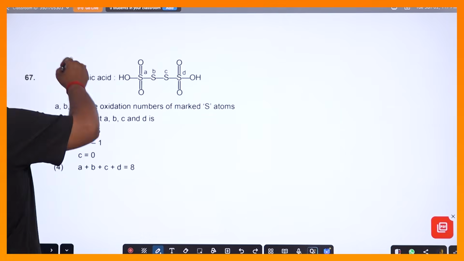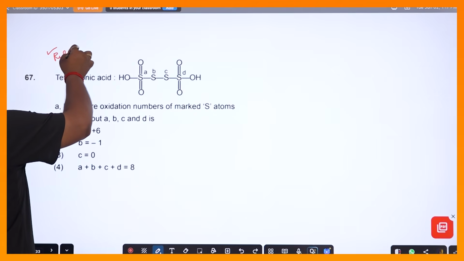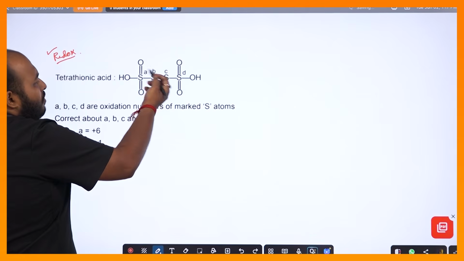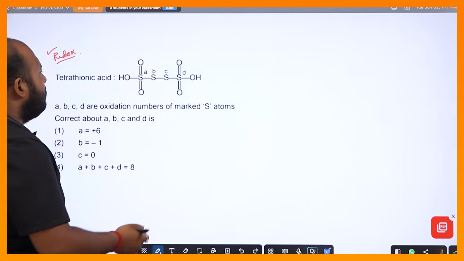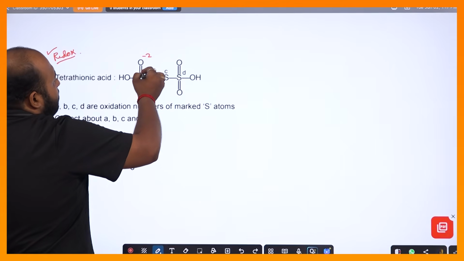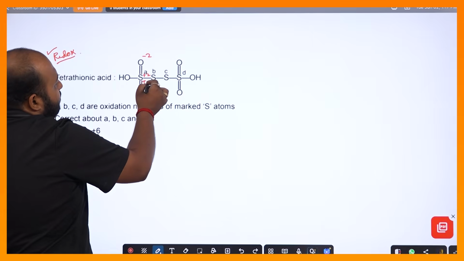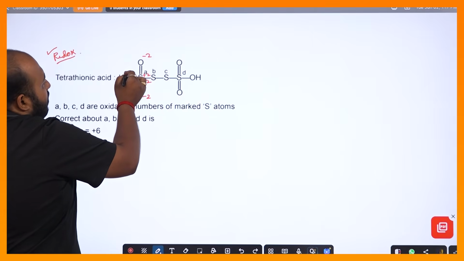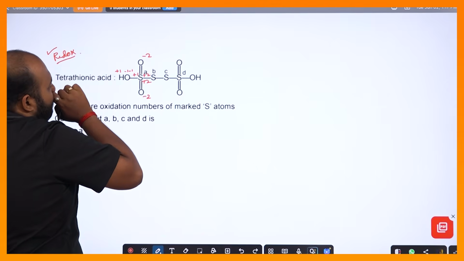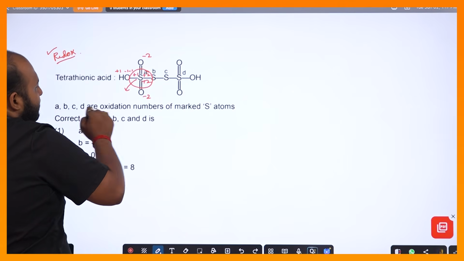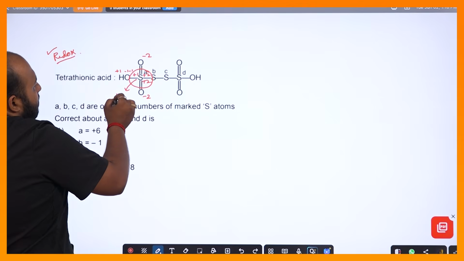Okay. So this is a question from redox chemistry. This is tetrathionic acid. We have to find out the oxidation states in each of the cases. So for sulfur, the contribution of the oxygen will be -2, +2, and for this oxygen will be -2, and for this will be +2. The -1 is for the hydrogen, +1, and this -1 is for this part. So the total oxidation number in this case will be +5.